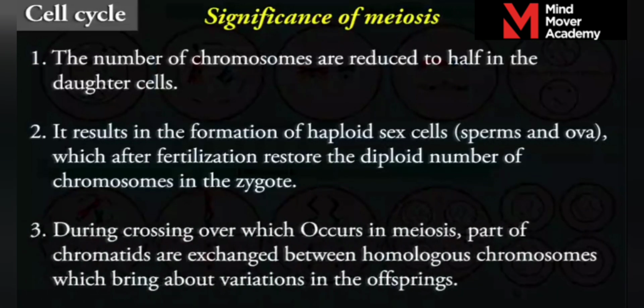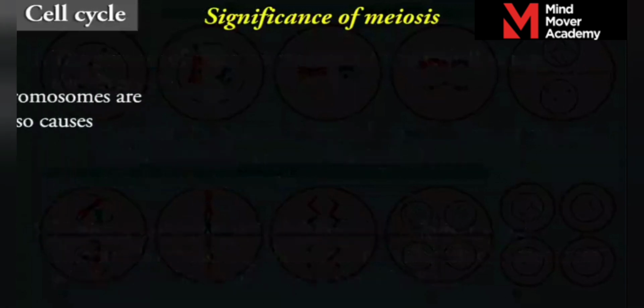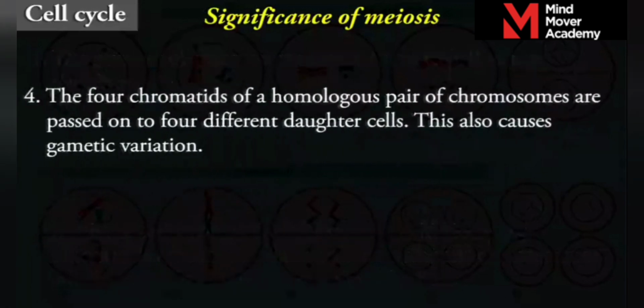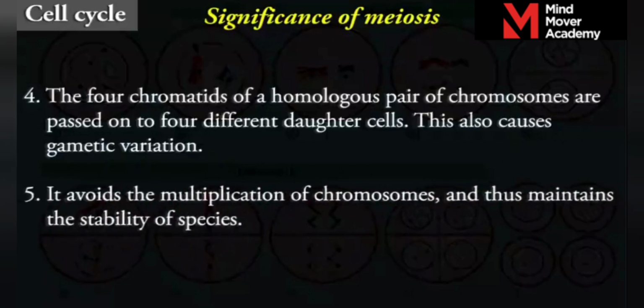3. During crossing over, which occurs in meiosis, part of chromatids are exchanged between homologous chromosomes, which bring about variations in the offsprings. 4. The 4 chromatids of a homologous pair of chromosomes are passed on to 4 different daughter cells. This also causes gametic variation. 5. It avoids the multiplication of chromosomes and thus maintains the stability of species.